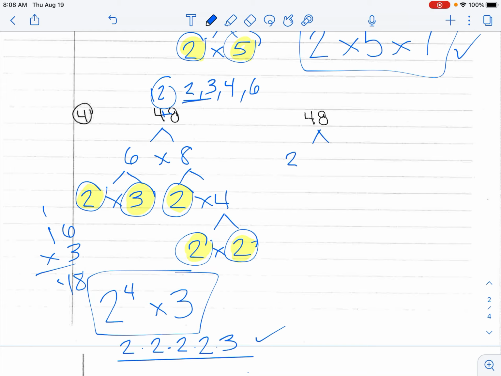All right, so let's start with a different set of factors. A lot of you might want to start with a 2 because it's an even number. If you're not sure what the other factor is over here, you can divide 48 by 2.